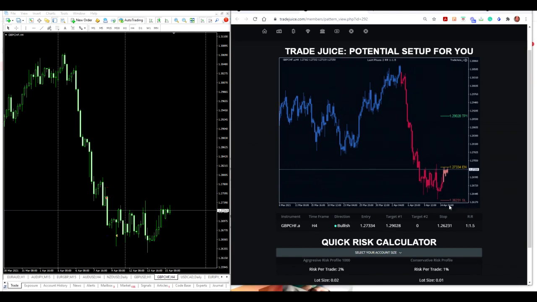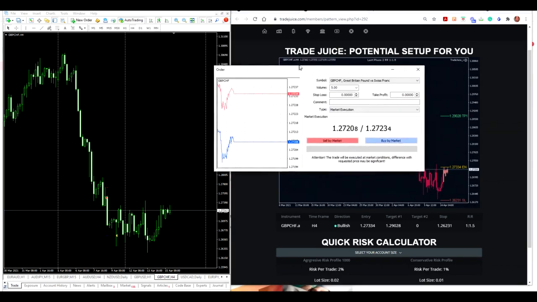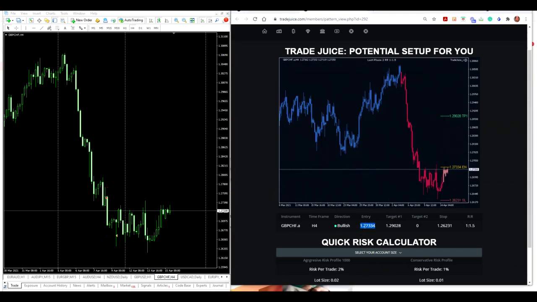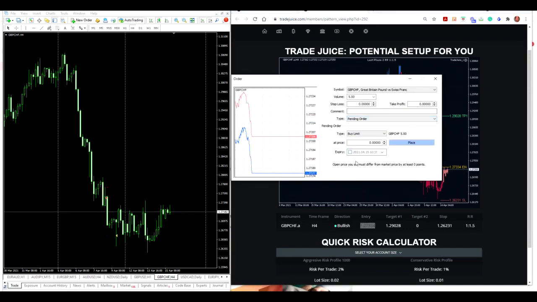So all I need to do to enter this trade is to open up the charts and then look to see where it tells me to enter. So I'm going to enter there and set a pending order. This is bullish, so I'm going to set a buy stop. All is explained in the Tradejuice members area, of course.